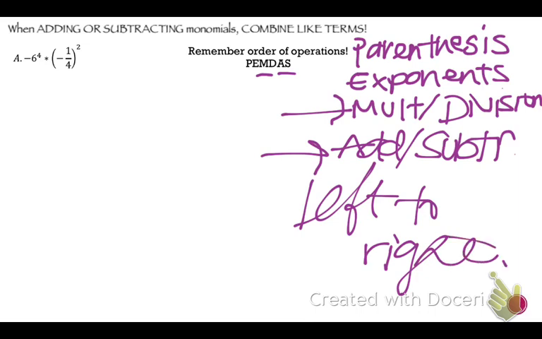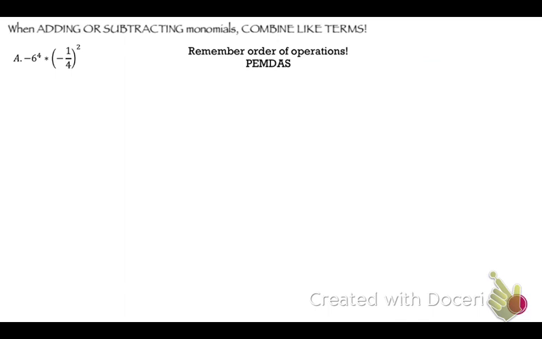Okay, so if you have an addition and a subtraction, you just do whichever one comes first. If you have multiplication and division, do whichever one comes first. Okay? So if we look at this, we have negative 6 to the fourth times 1/4 to the second power. Well, we want to get rid of those parentheses first, so I'm going to distribute that squared in. So that's going to be negative 1 squared over 4 squared.